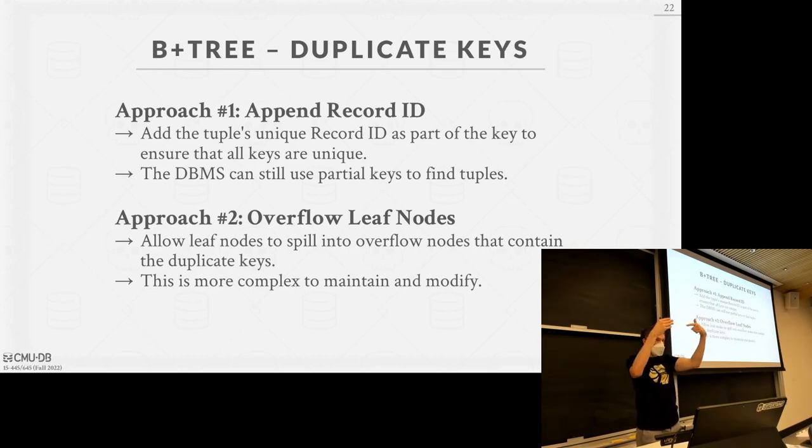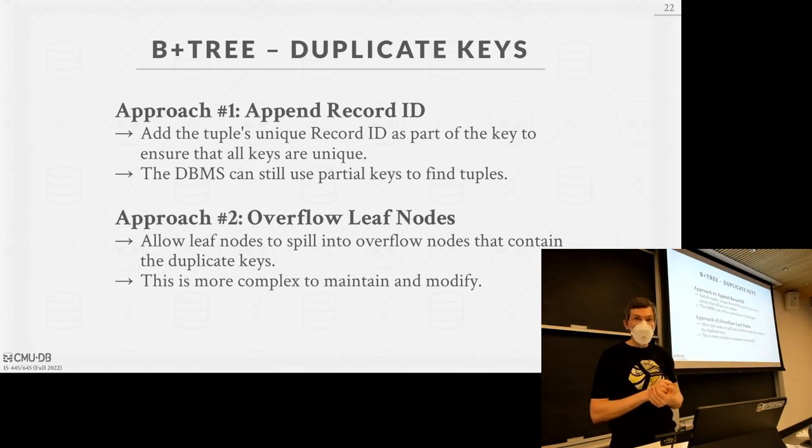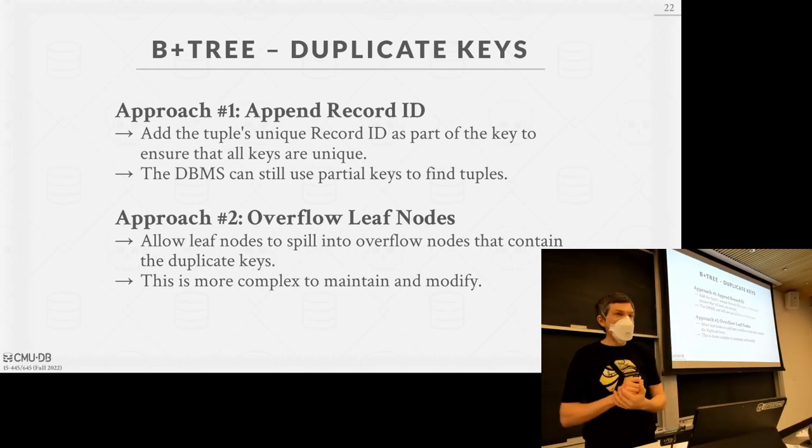And that guarantees that no matter if you insert the same key over and over again, as long as it's not for the exact same tuple, it's always going to be unique. And because I can do partial key lookups or prefixes, I can just do my lookup on that first column, and I'll get back all the tuples that match it.